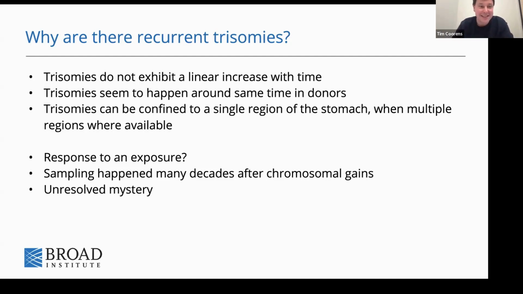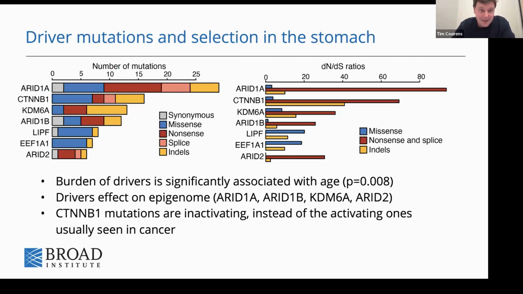So I would say it's an unresolved mystery, but it's a very intriguing one at that. The last little bit of the stomach story is looking at point mutation drivers, a bit like what I showed you before with that bubble plot in the esophagus with the smoking story. What we find in the stomach is a set of genes that are under positive selection, and those tend to be ones involved in the remodeling of the epigenome. So it's ARID1A, KDM6A, ARID1B, and ARID2.